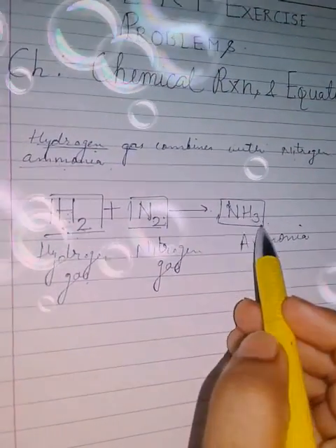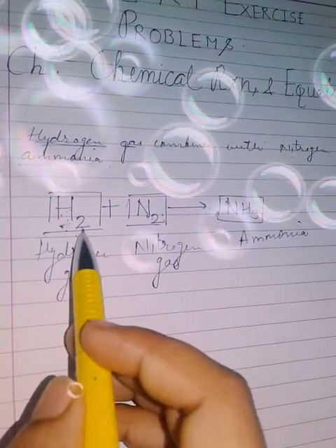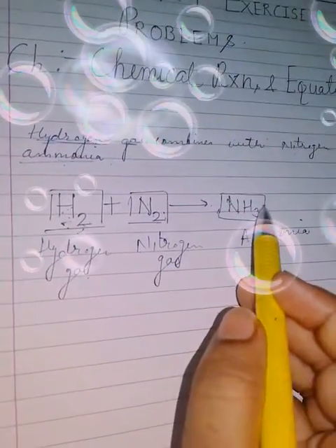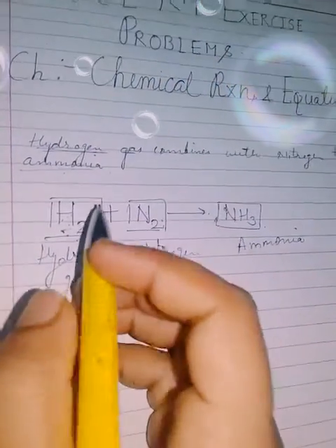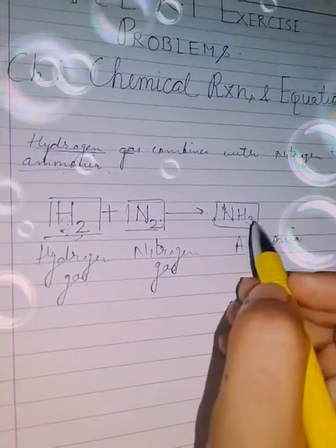So hydrogen here 3 is there, and hydrogen here 2 is there. Actually, these both need to be the same number, 2. So what I have to do is equalize them. So let's start from here only.